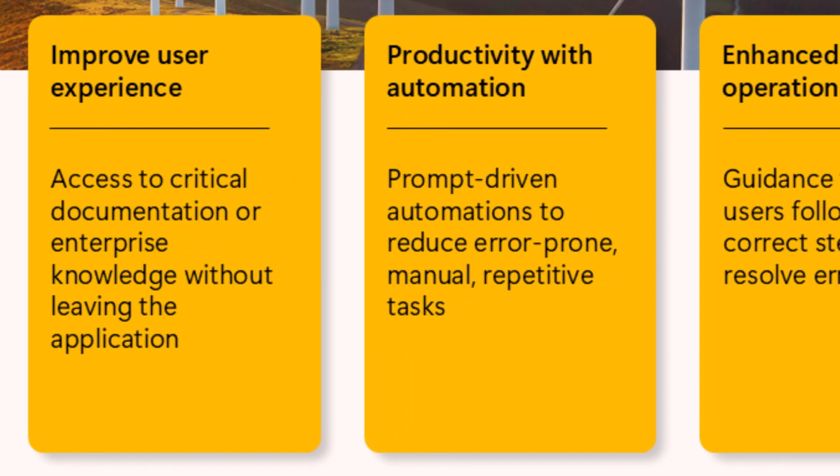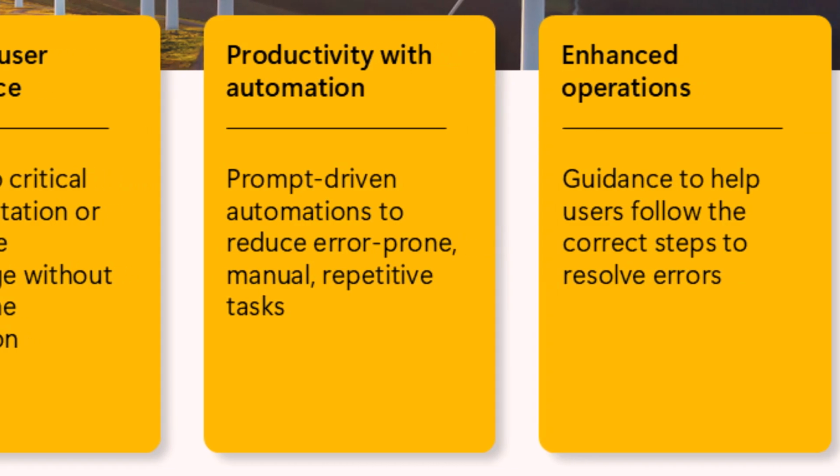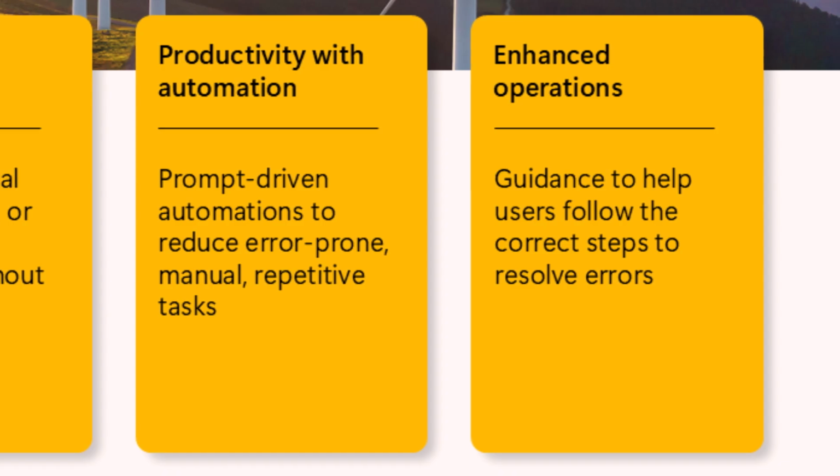Next, enhancing productivity with automation. You can extend the Copilot to create prompt-driven automations to handle repetitive, error-prone tasks. By reducing manual intervention, not only do we save time, but we also significantly reduce the likelihood of errors. And finally, enhancing operations. You can extend the Copilot to provide clear guidance to help users follow the correct steps to resolve errors. This ensures smoother processes, fewer mistakes, and more confidence in the day-to-day operations.